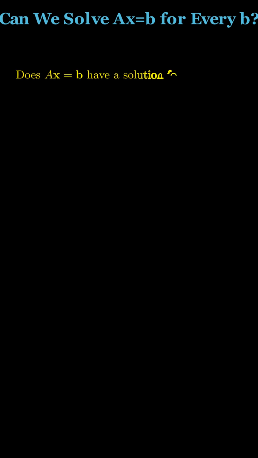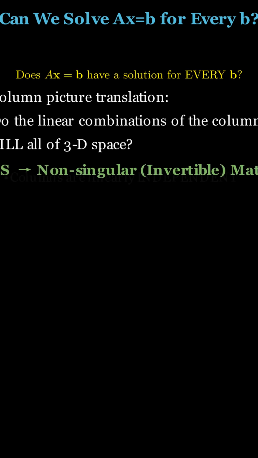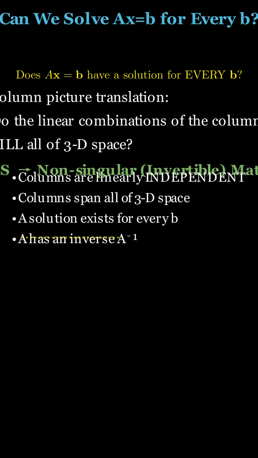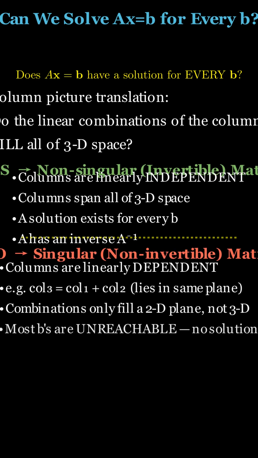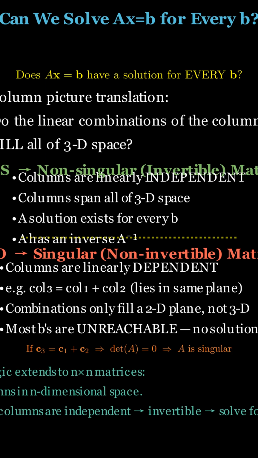Now for the big conceptual question of this lecture. Can we solve Ax equals b for every right-hand side b? In column picture terms, do the linear combinations of the columns fill all of 3-dimensional space? Case yes. If the columns are linearly independent, their combinations cover all of 3D space. The matrix is non-singular or invertible. A solution exists for every b.